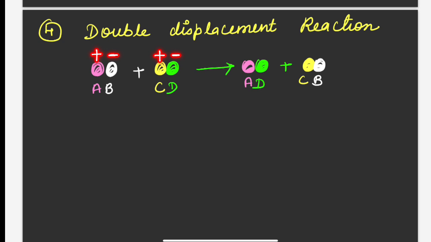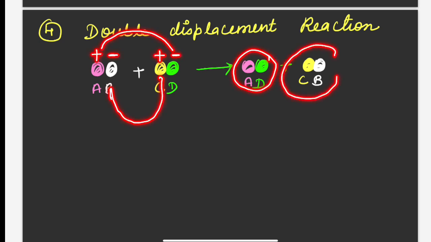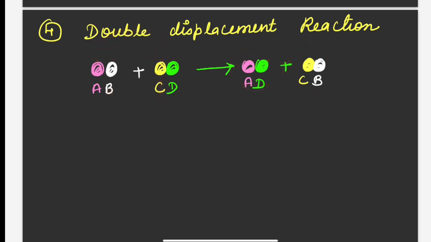So exchange of ions will take place. That is, the positive ion is going to combine with the negative ion. So A is combining with D, and you can see AD is the product which is formed. Second, C is combining with B. So plus and minus will combine together, and therefore a CB product will be formed. So here exchange of ions will take place.